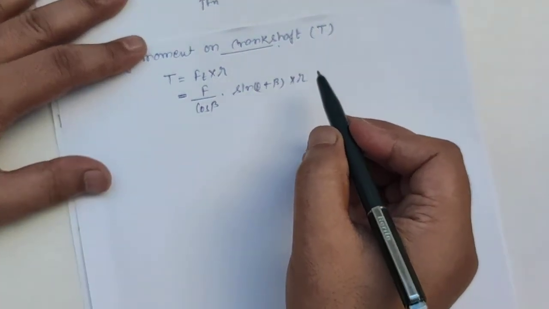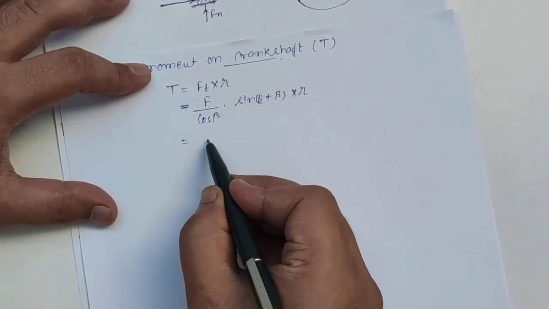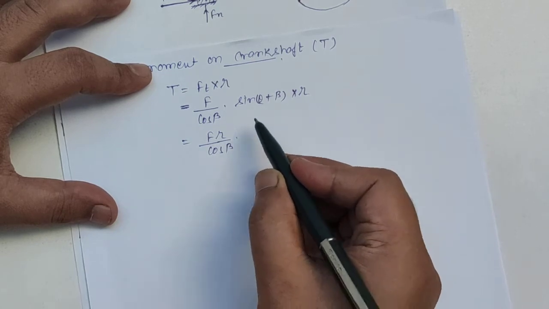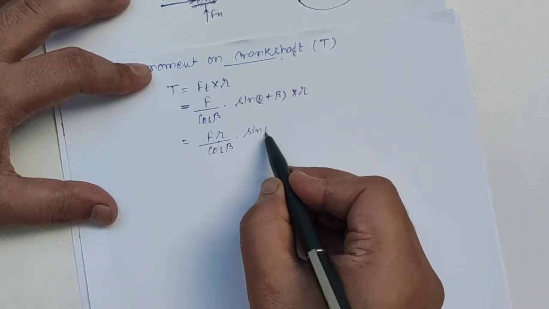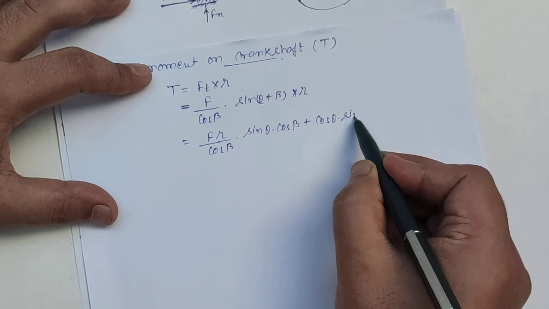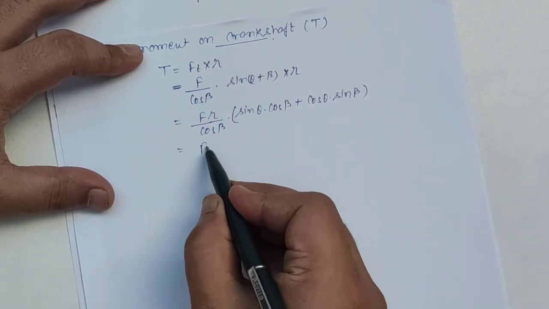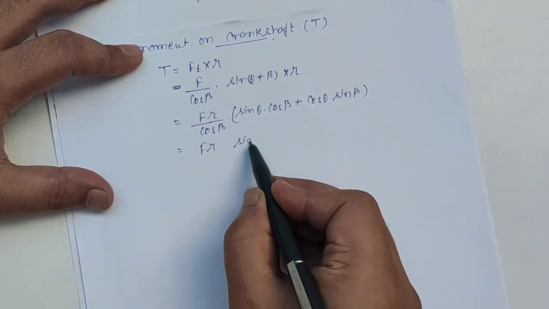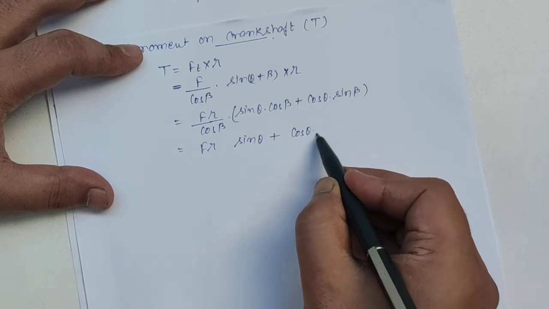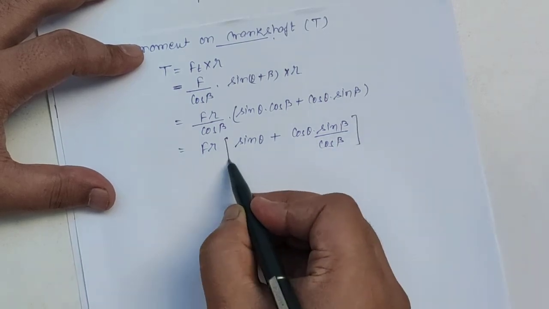Okay, so we are just simplifying this equation, which is equal to F into R divided by cos beta. Now open sin(A plus B), then we will have sin A cos B plus cos A sin B. Now we are inserting this cos beta inside, then FR, here we will have sin theta (cos beta cancels out) plus cos theta sin beta divided by cos beta. Okay, this value.